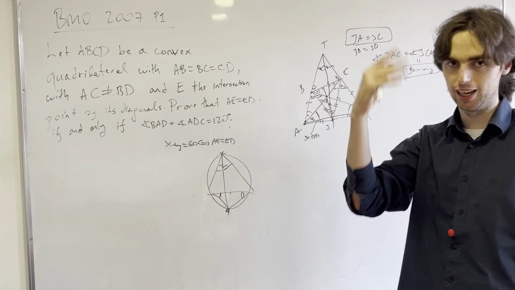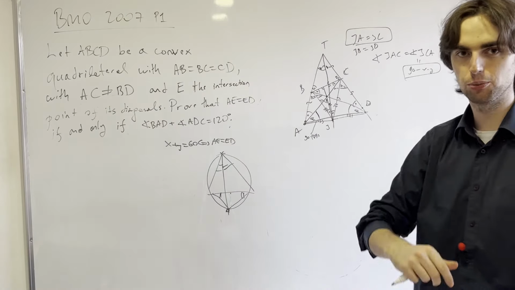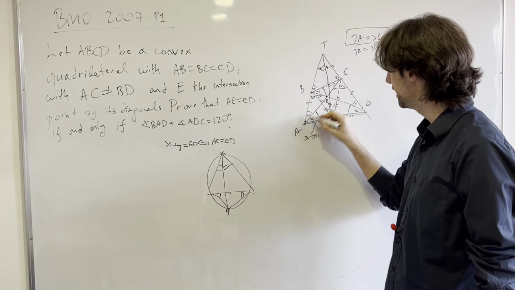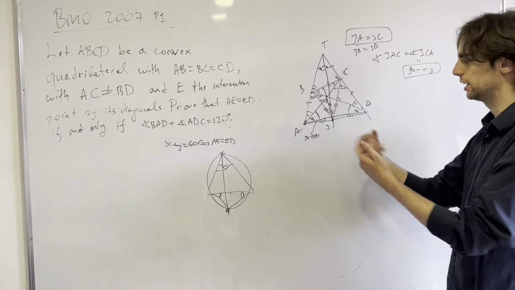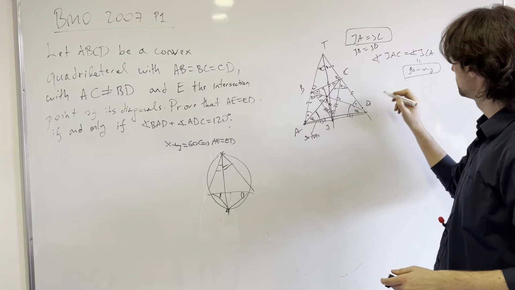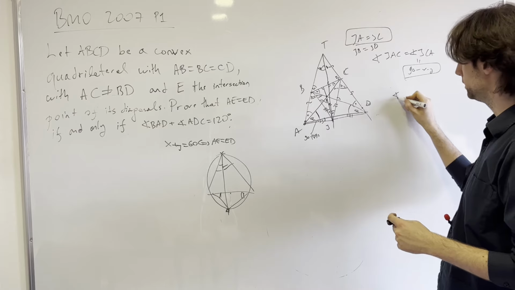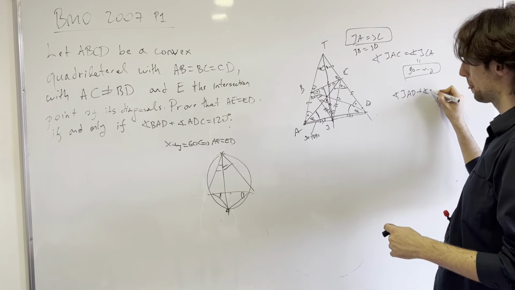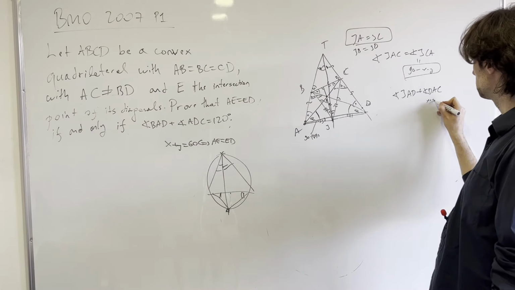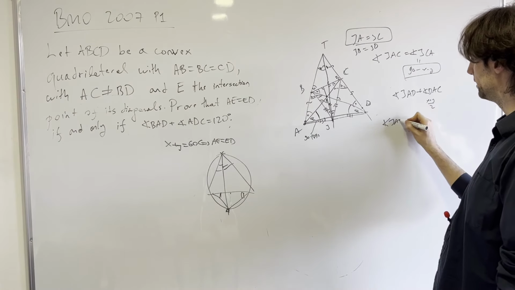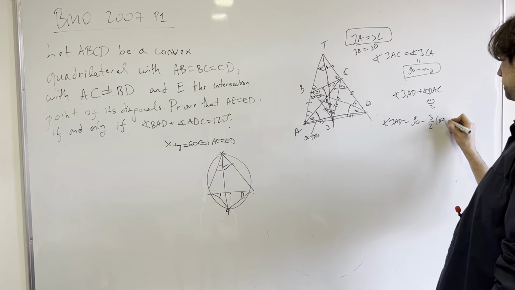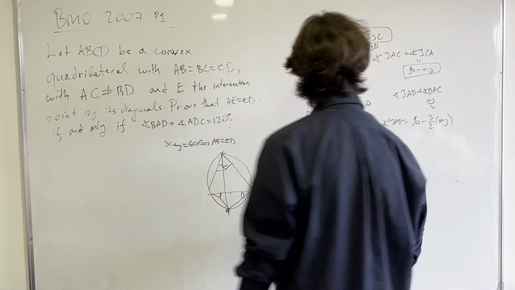Well, let's assume it's not, and let's get to a contradiction with that. So what would we have if it's not? Let's say J is outside. Then the angle JAC is equal to 90 minus X minus Y, but the angle JAC is JAD plus the angle DAC, which is equal to X plus Y over 2. So the angle JAD is equal to 90 minus 3 halves of X plus Y over 2.